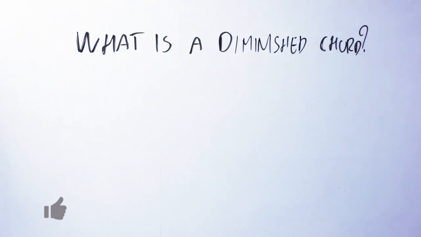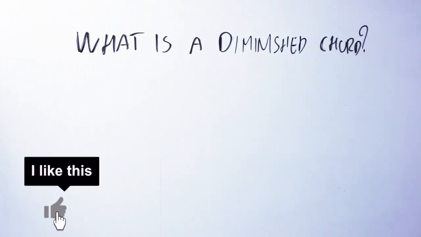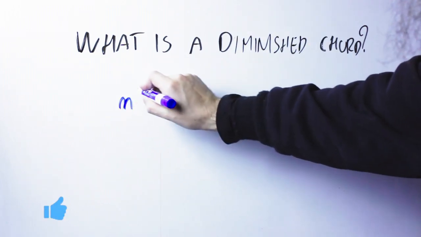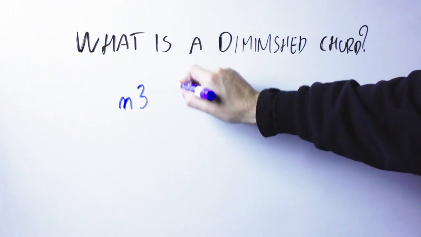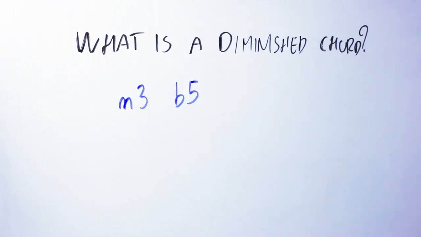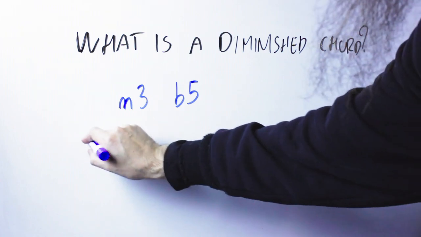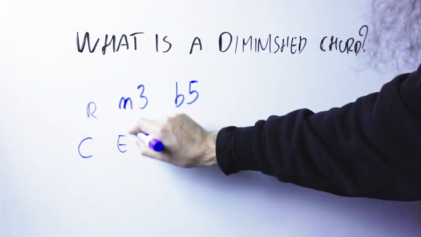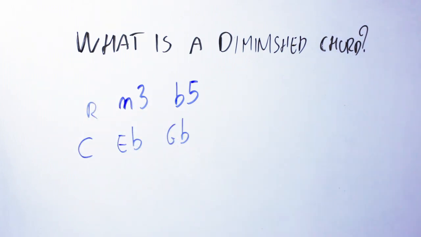What is a diminished chord instead? Well, that's a chord that contains a minor third and a diminished fifth, a flat 5. So a C diminished chord will contain at least the root C, the minor third E flat, and the diminished fifth G flat. Now, there are several kinds of diminished chord. This here is a diminished triad, containing only 3 notes.